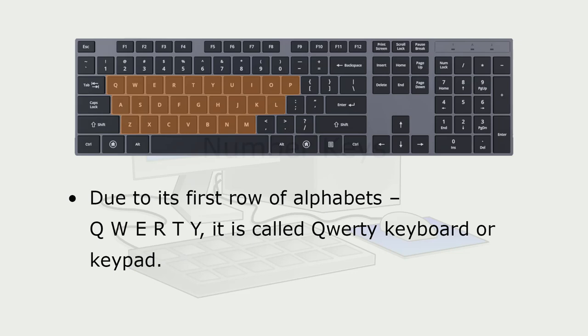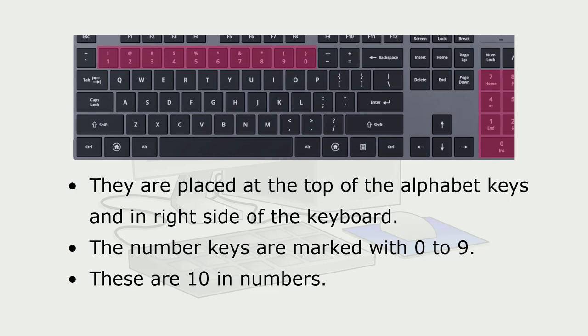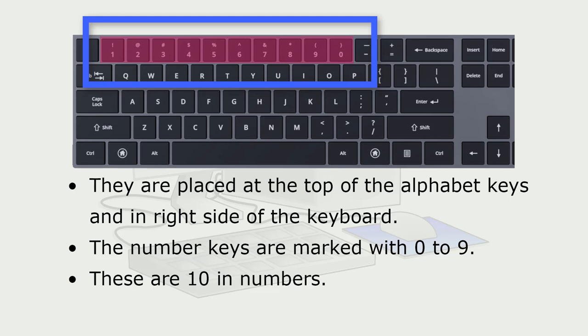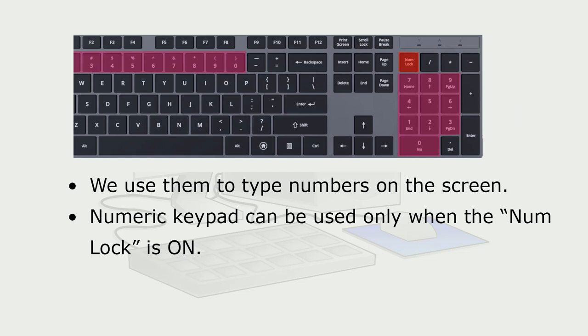Number keys. They are placed at the top of the alphabet keys and in the right side of the keyboard. The number keys are marked with 0 to 9. These are 10 in number. We use them to type numbers on the screen. Numeric keypad can be used only when the num lock is on.